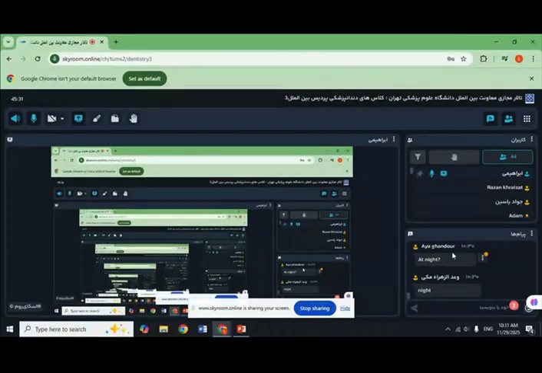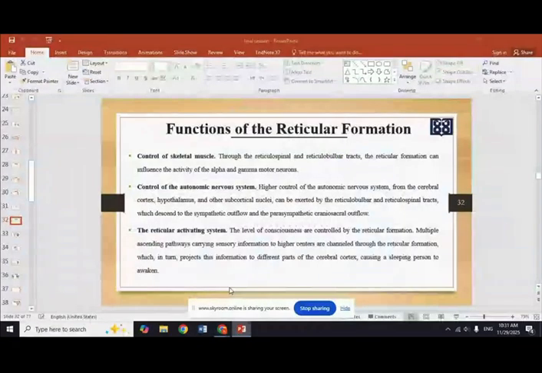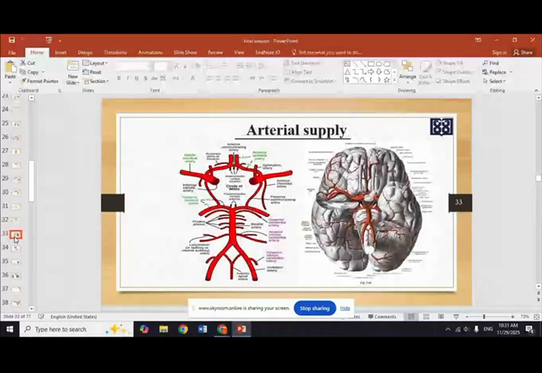So a lack of function leads to coma, a small amount of function leads to sleep, and a lot of function means awareness, for example during the day when we are working. When we are working, we have a lot of awareness, and when we go to sleep, we have less awareness. This is the function, relation, and definition of the reticular formation.